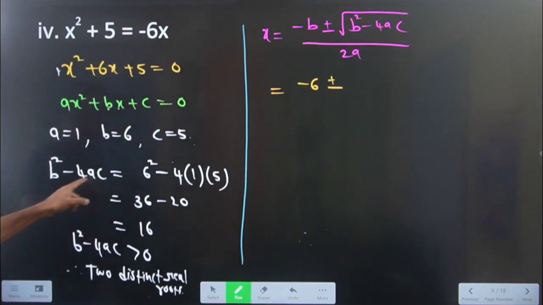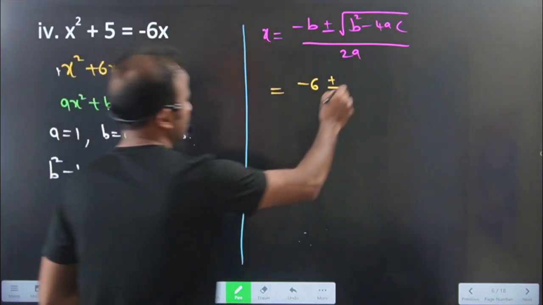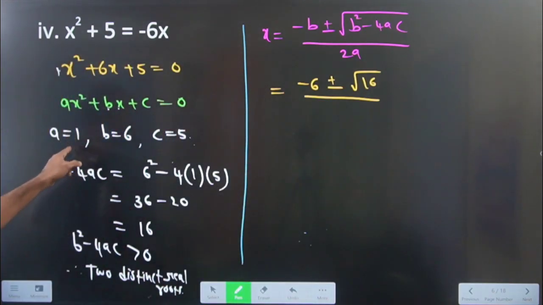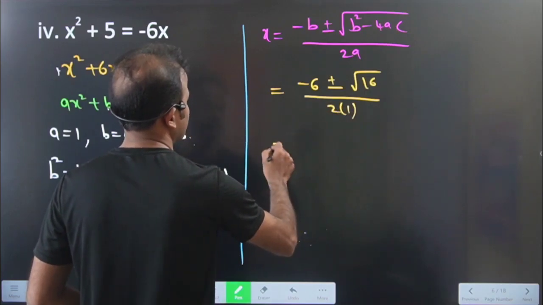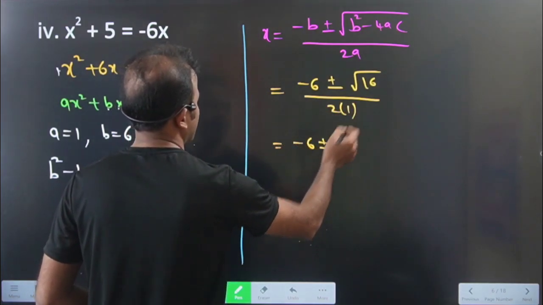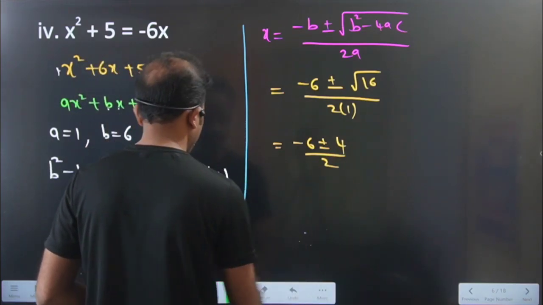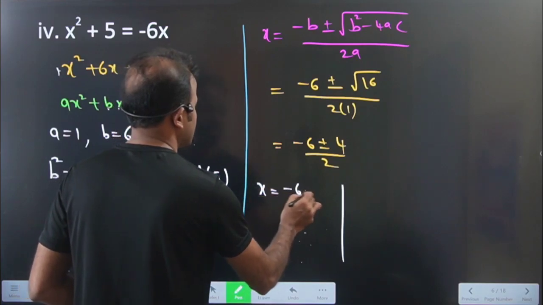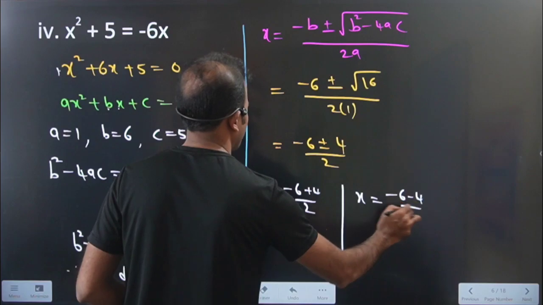And what is the b square minus 4ac value we got here? That is 16. Just put the value here, root 16 by 2 into a. The a value is 1, then 2 into 1. So we can write minus 6 plus or minus root 16, which is 4, by 2. That means x has two values, one is minus 6 plus 4 by 2, the other one is minus 6 minus 4 by 2.